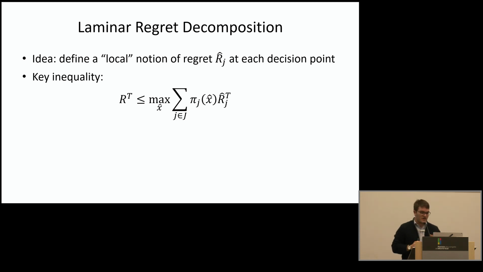Again, what is this laminar regret decomposition? Well, the key idea is that we have a localized notion of regret, which is this R hat. The math details are on the poster. They couldn't fit in this slide, but really what we care about is this big inequality, which says that the regret on the whole structure is bounded by this max of the sum. Which means that whenever these regret hats grow sublinearly, the whole thing will grow sublinearly. So we've achieved our goal.